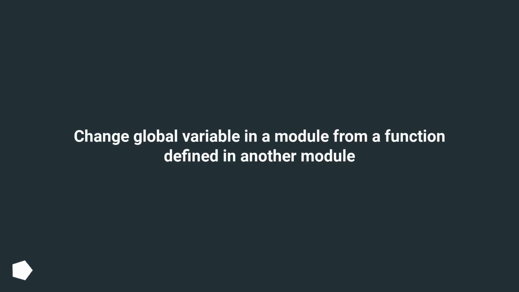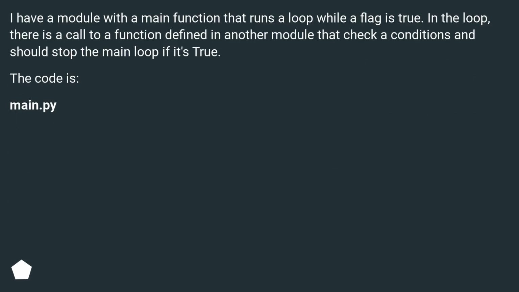Change global variable in a module from a function defined in another module. I have a module with a main function that runs a loop while a flag is true. In the loop, there is a call to a function defined in another module that checks conditions and should stop the main loop if it's true.